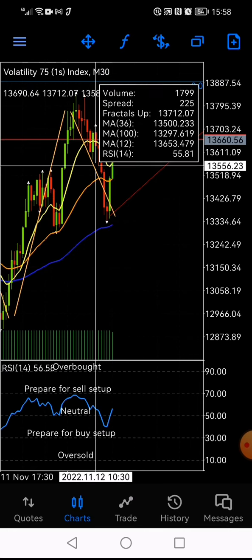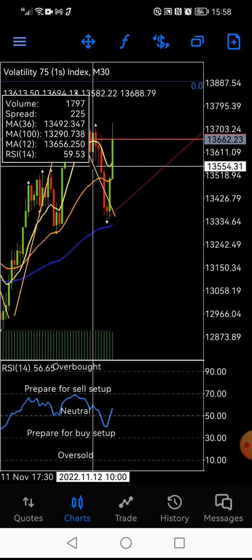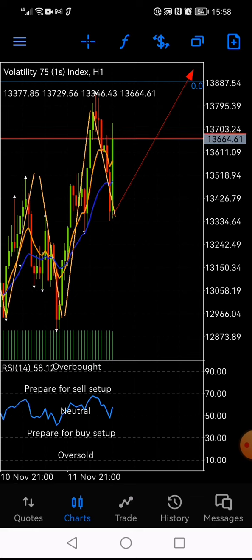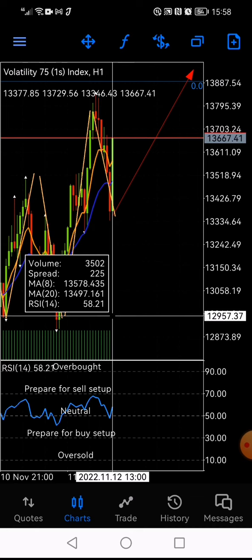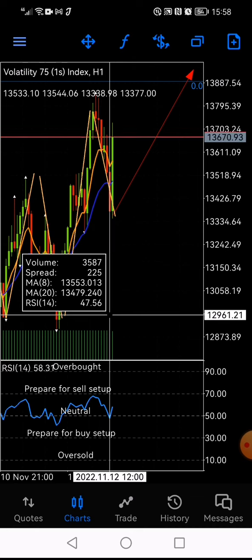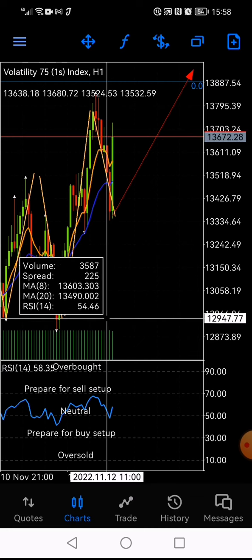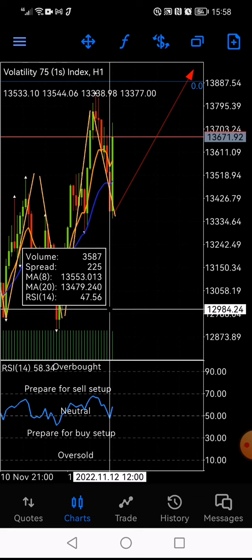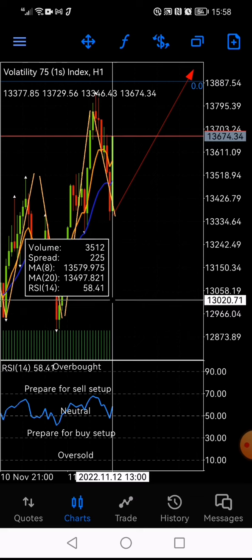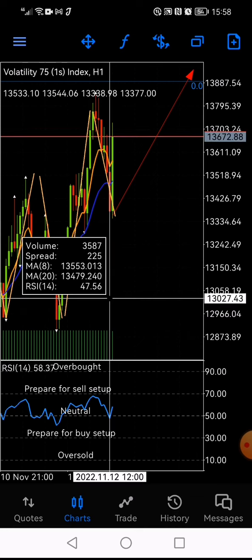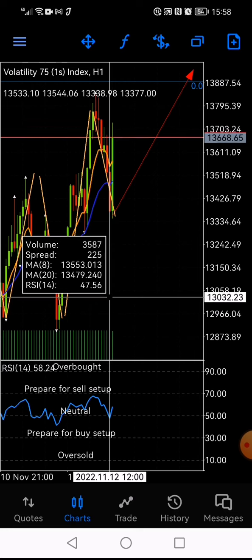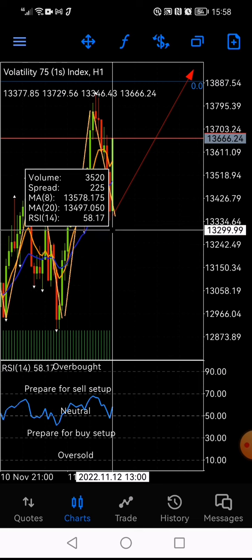We could have entered here at the fractal high at 13,712, or, going back to the 1 hour chart, we could have entered at the high here at 13,544, because it's a lower high before the green bar. Forget about the green bar. The lower high here was this one. After the end of this 1 hour candle at 12 o'clock, the high was how much? It was 13,544. We could have entered there.